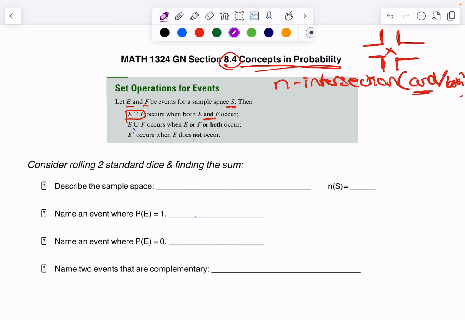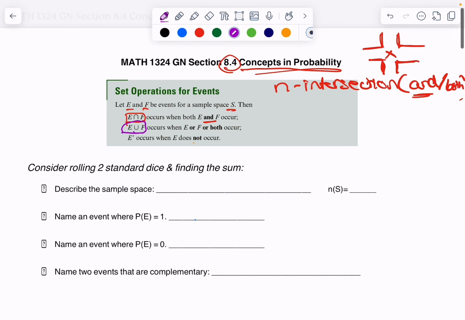Okay, next one is E union F. So event E union event F occurs when event E or event F or both occur. So when you see the word or, you know that you're using the union.